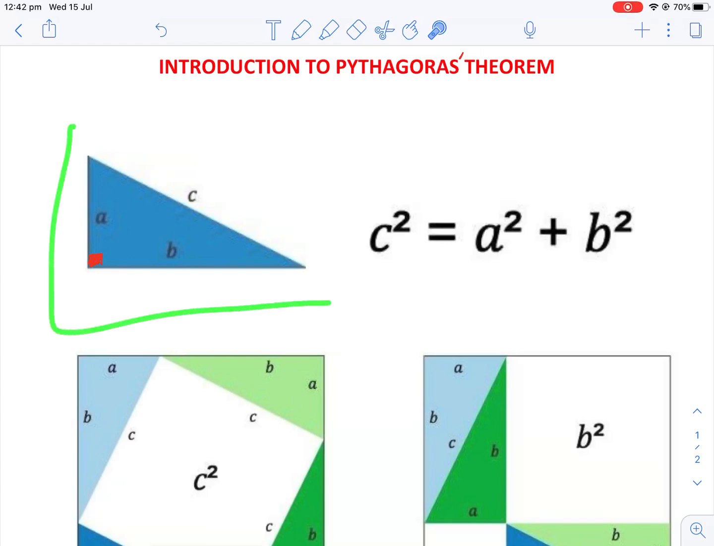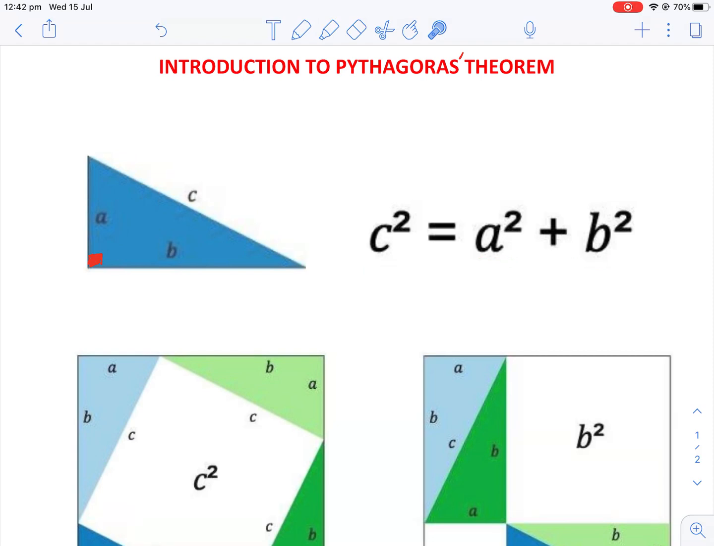So for example, in this right angle triangle, the right angle is right here, and the side opposite the right angle is the hypotenuse. If the side length of the hypotenuse is C and the side lengths of the other two sides are A and B, then the Pythagoras theorem states that C squared equals A squared plus B squared.